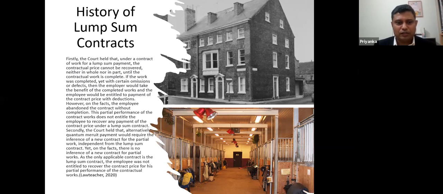Secondly, the court held that alternatively, quantum meruit payment would require the inference of a new contract for the partial work, independent from the lump sum contract. Yet, on the facts, there is no inference of a new contract for a partial works. As the only applicable contract is the lump sum contract, the employee was not entitled to recover the contract price for his partial performance of the contractual works, right? Therefore, it is a very clear thing.